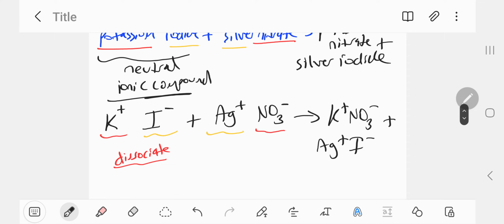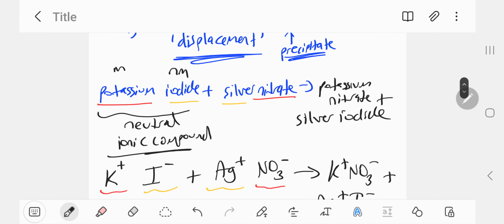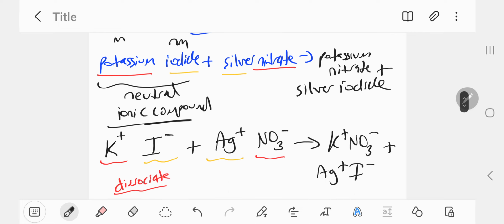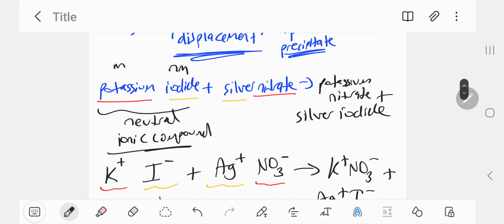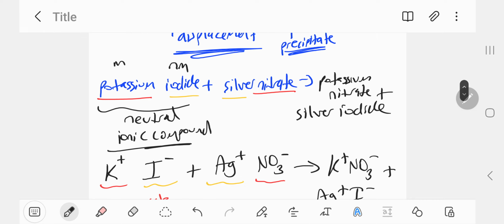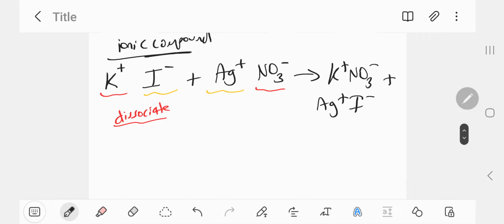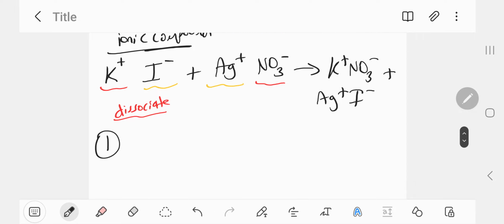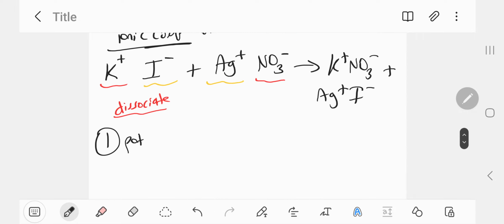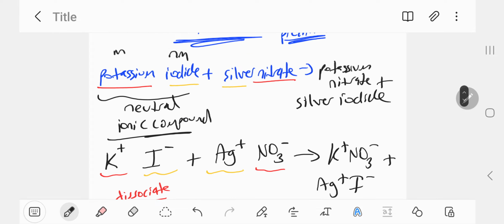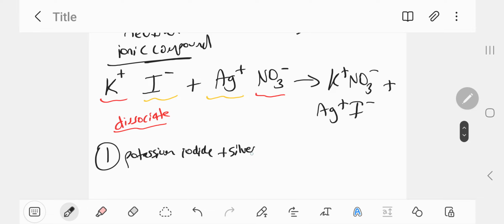I'm now going to do this example in a bit more detail. Let's suppose in an exam we're asked to write the chemical, complete ionic, and net ionic equations for this reaction. So step 1. Let's rewrite this here. Potassium iodide plus silver nitrate.